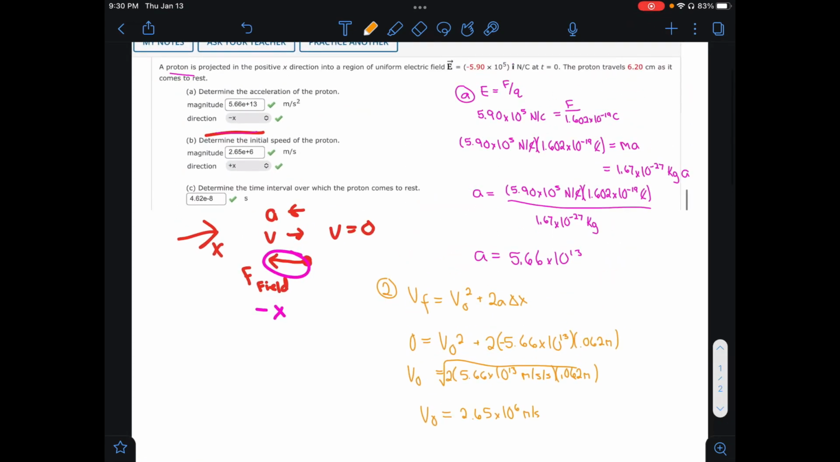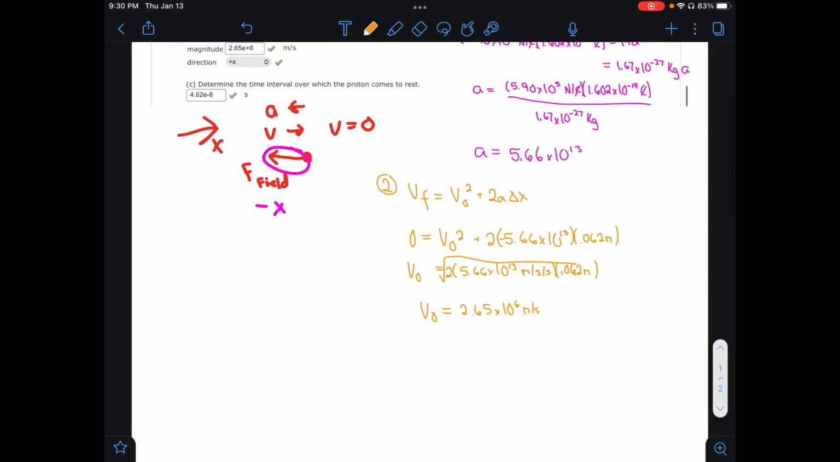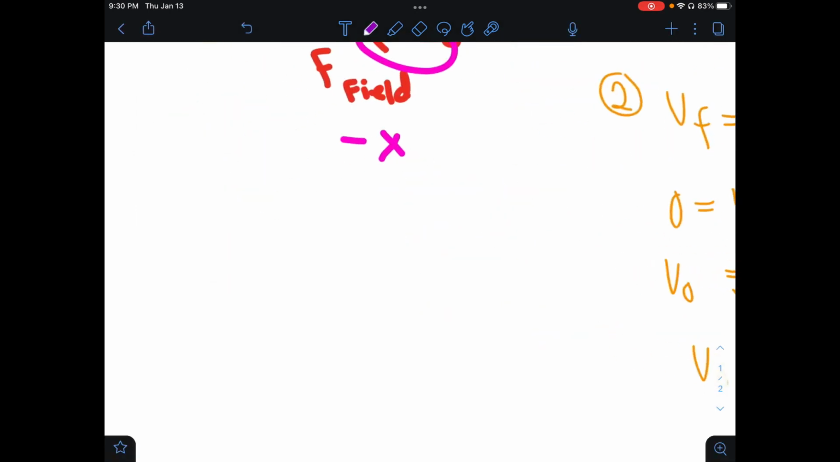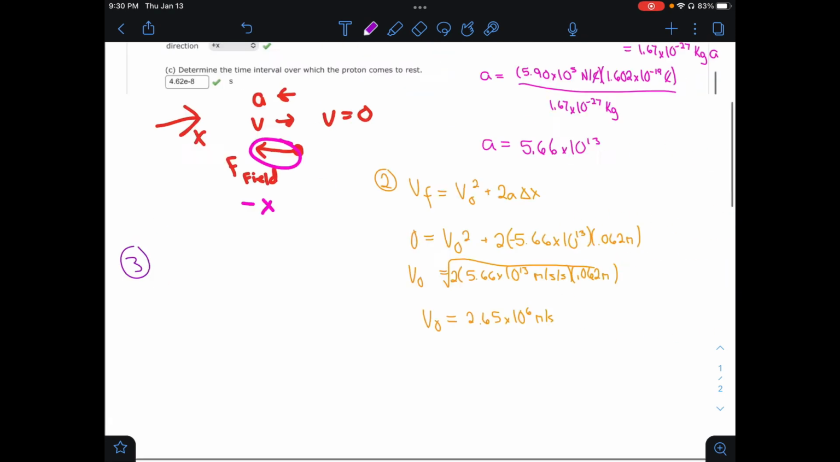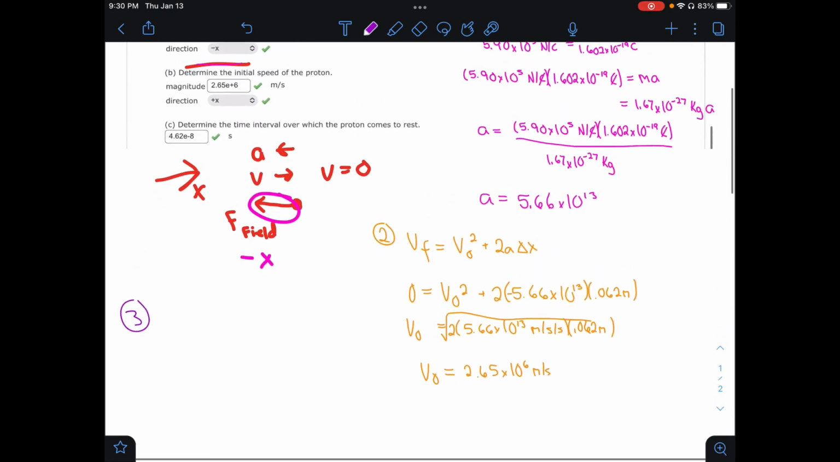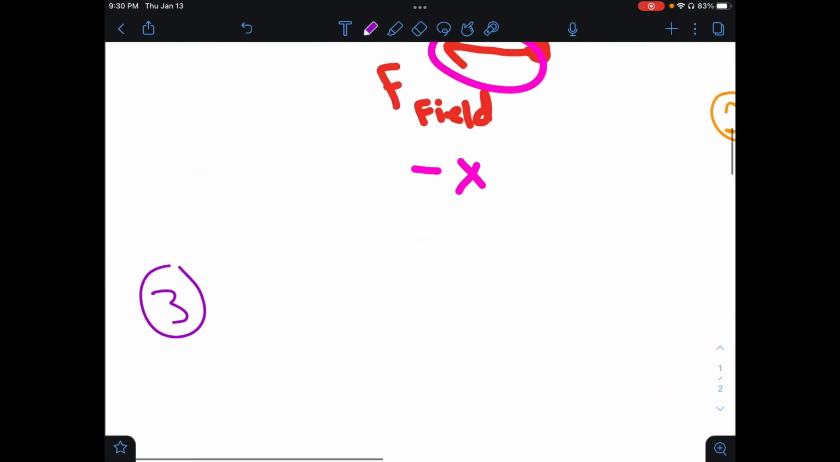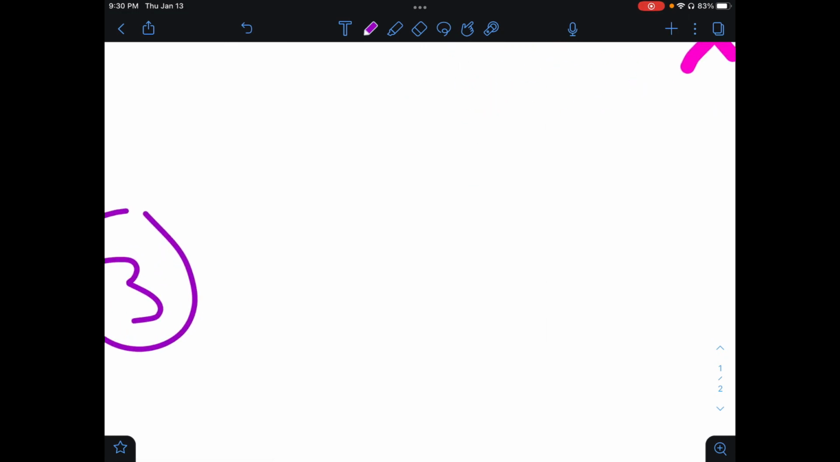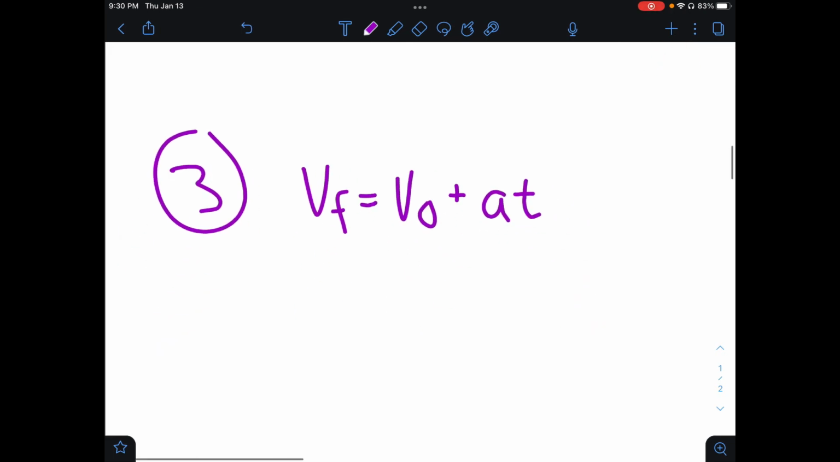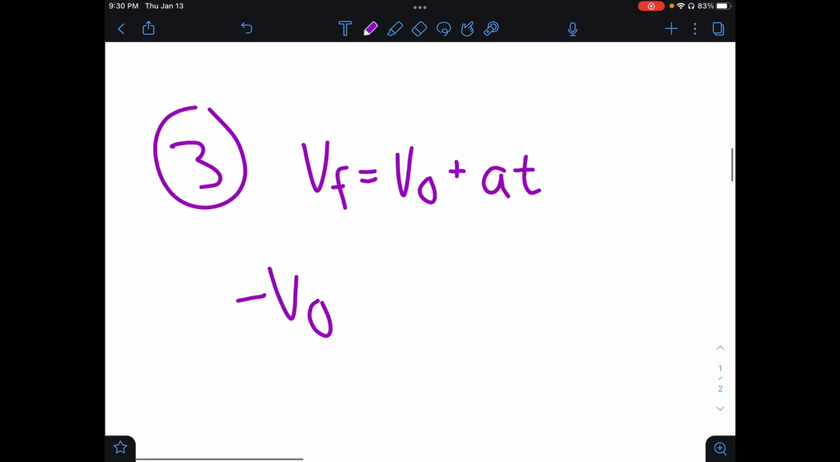And then determine the time interval over which the proton comes to rest. Again, we can use another kinematic here, which is so nice. The hardest part of the problem would probably be that first part, just finding the acceleration using F equals ma, so a equals F over q. Because then we can just go right into our kinematics that we've known for the past 2 years. So our V final will be equal to our V initial plus acceleration times time. If our final is 0, then we can bring it over: negative V initial is equal to a t.